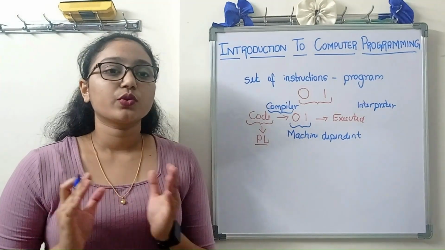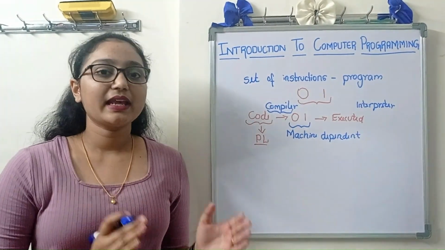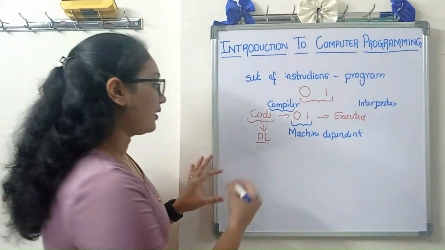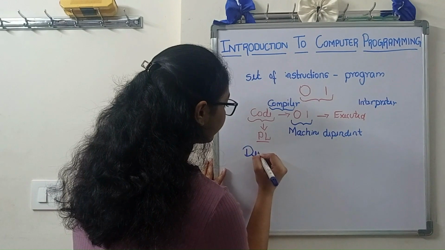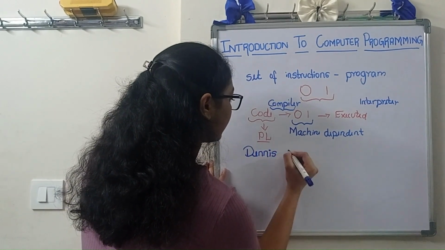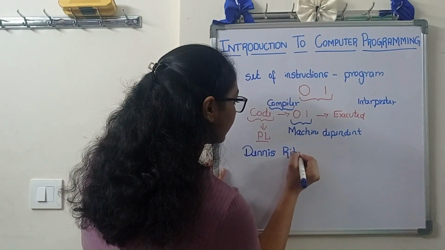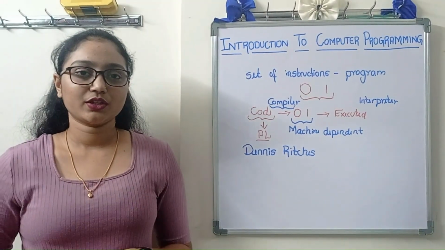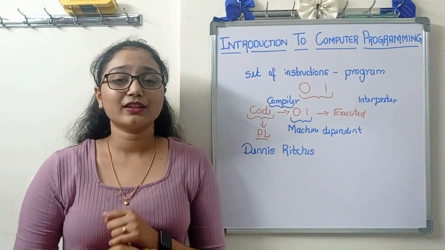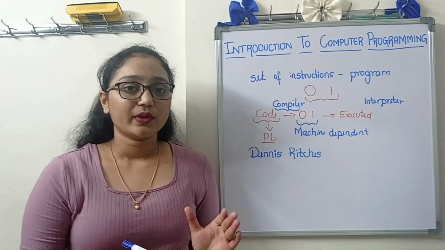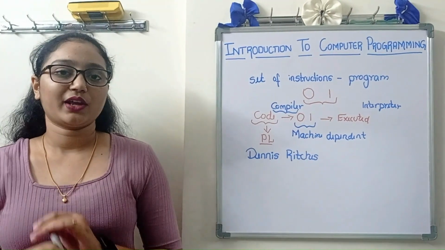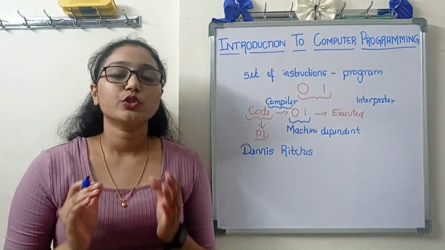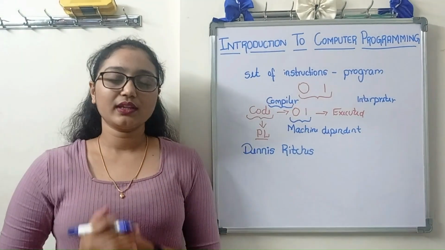C language was developed by a person named Dennis Ritchie in 1972 at the Bell Labs. He was the one who developed the C language. There is an interesting fact that you must know. C language is a successor of the B language. B language was also a programming language which was used in the Unix operating system.